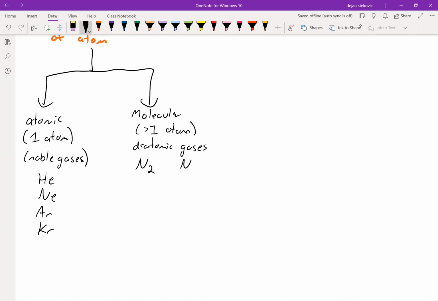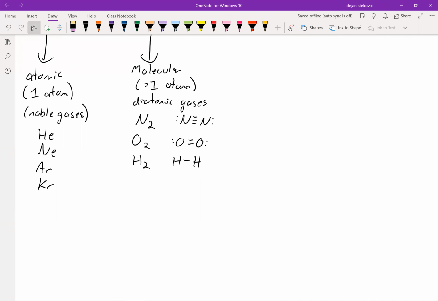There's N2 that's covalently bonded to itself with a triple bond. We have O2 that's covalently bonded to itself with a double bond. And then we have H2, which is covalently bonded to itself with a single bond. And then finally, we have the halogens. So fluorine exists as F2, chlorine exists as Cl2, bromine exists as Br2, and iodine exists as I2. And I'm just going to call them X2, and they also each have a single bond to one another.